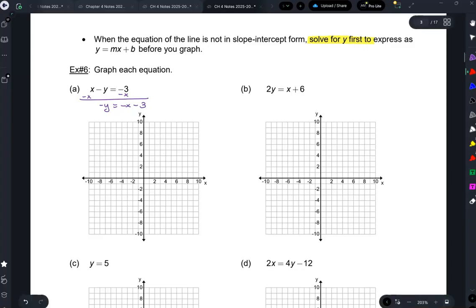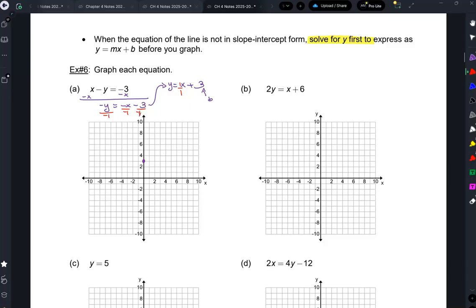Now what do I do? Divide by negative 1, right? So I get y equals positive x, positive 3. I need to solve just for y, positive y. So now I have y equals x plus 3. Okay, now 3 is the b. 3. Okay, what's m? What's in front of the x? 1. If there is no number, the coefficient is 1 because this is 1x, right? So in here, it's 1 over 1.